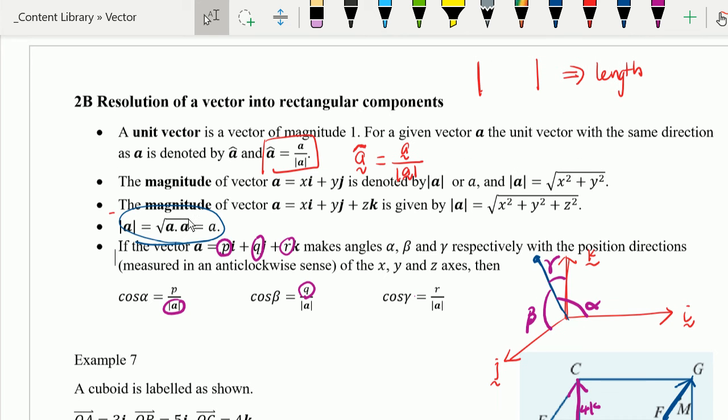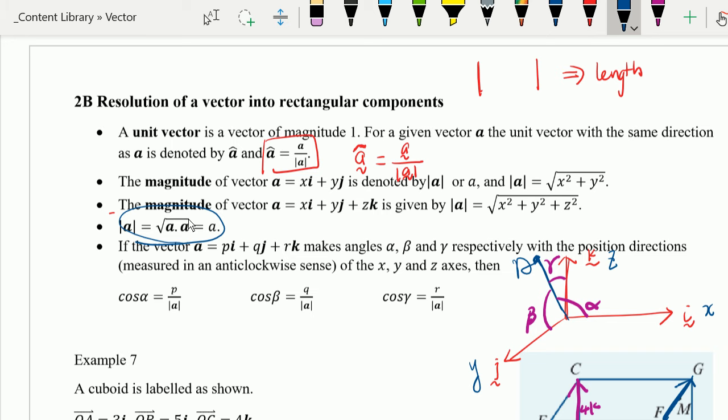Let's have a look at the last dot point. If we have a vector with 3 dimensions, that's how many i, j, and k. So we can also say that's the x-axis, that's the y-axis, that's the z-axis. Say we have a point A here. We form angle alpha with the x-axis, angle beta with the y-axis, and gamma here with the z-axis.